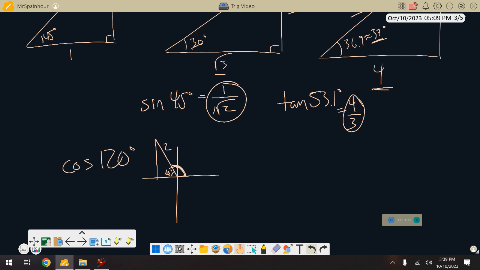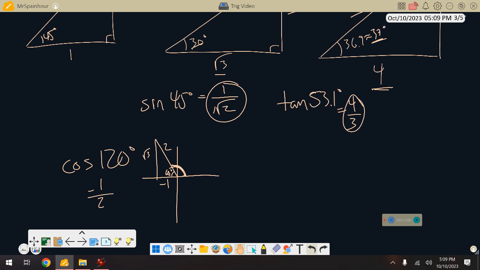The hypotenuse is always going to be positive, it's 2. But the x and the y both have the possibility of being negative. In this particular case, we can see that the y goes up, so that is still positive root 3. But in this particular case, the x, or the adjacent, is negative 1. So what's the cosine of 120? What's the cosine of this triangle? So the adjacent is negative 1 over 2, or negative 1/2.